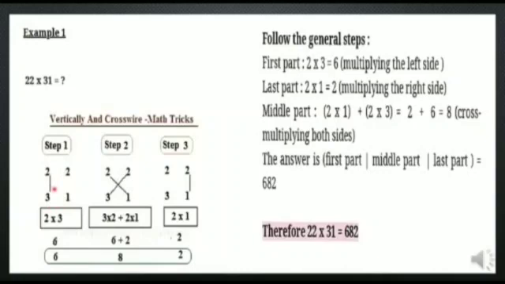Here, for step 1, we will multiply the numbers on the left hand side, or the numbers on the tens place. What are the numbers on the tens place here? 2 and 3. So we will multiply 2 and 3. You will get an answer 6. In step 2, we will again write the numbers in the same manner, the way we have written in step 1. We will write 31 just below the 22. And here we will do the cross multiplication.